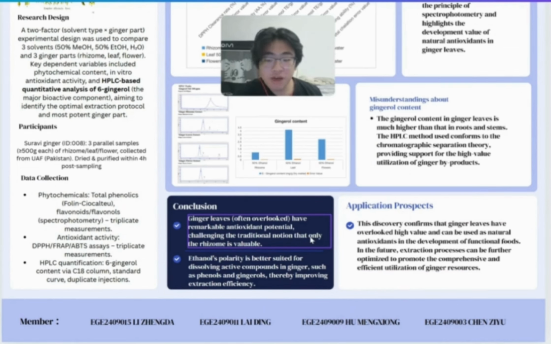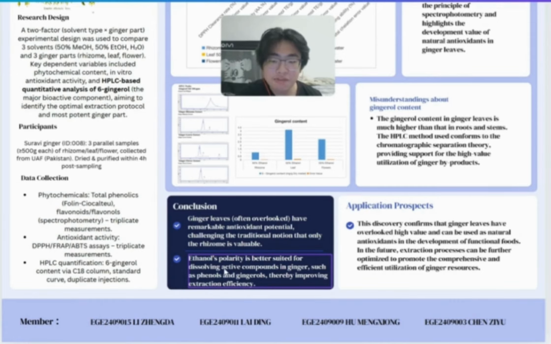Ginger, one of our most famous spices. We've always focused on ginger rhizomes, but this research reveals that ginger leaves, often overlooked, are actually a powerhouse of antioxidant. Through experiments using 50% ethanol, 50% methanol, and water as solvent, we found ethanol extract delivered the highest levels of bioactive compounds. Ginger leaves outperform both flowers and rhizomes across all key metrics.